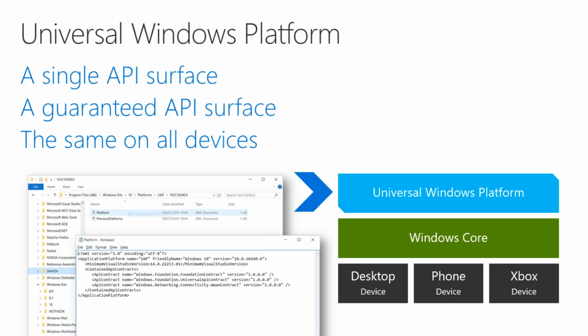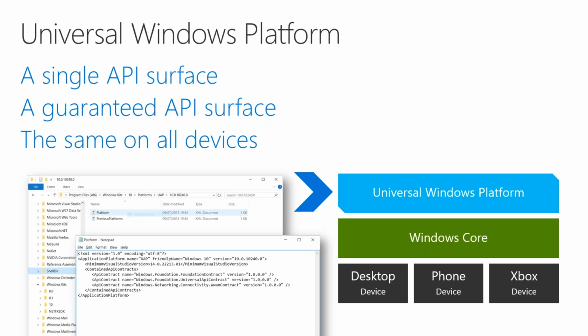If you see there, I have the desktop device, I have the phone device, I have the Xbox device, but all of these are running the Windows core. The core kernel on all of these devices is the same, right? So the UWP is built on the core. That means whatever APIs I can think of are guaranteed there on that particular day. It's going to be the same on all devices.